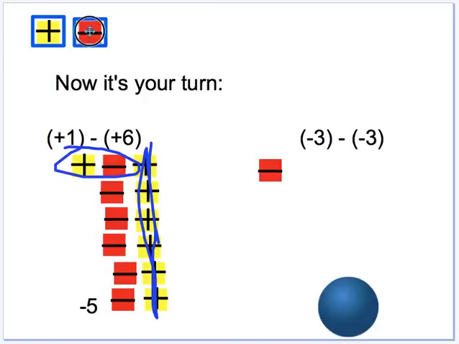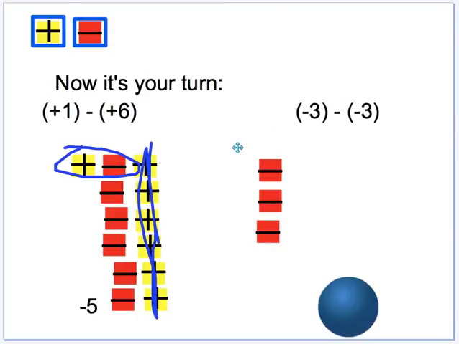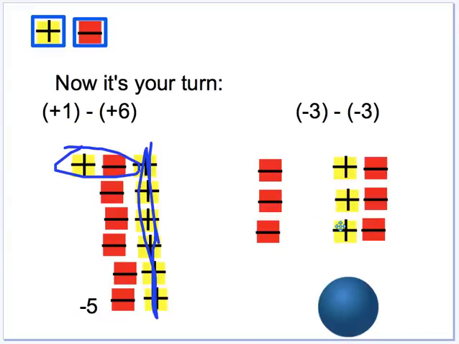Negative 3 minus negative 3. Okay, so I start off, I represent the first number with 3 negatives. I need 3 0 pairs over there. That's what it says. Let's go. Remember, you represent the second number with 0 pairs. And it says I need 3 of them. Awesome. Next step is to remove 3 negatives. It says, hey, take away 3 negatives. I'm going to take away 3 negatives.